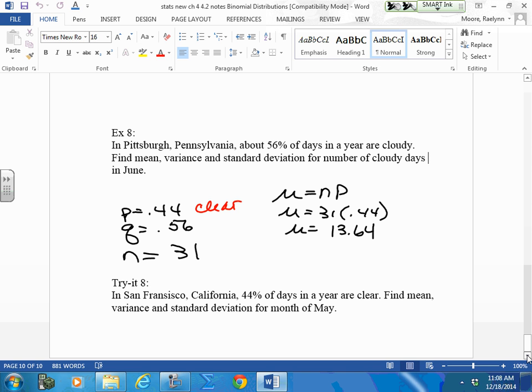Okay, so 13.64. Now, bring them along. This is your variance. N times P times Q. You have your N times P. Multiply it by your Q. And then take the square root of that for your standard deviation.